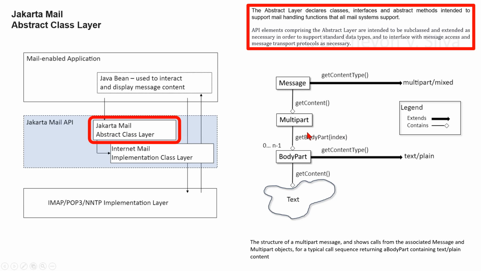This diagram illustrates the structure of a multipart message and shows calls from associated message and multipart objects for a typical call sequence, returning a body part containing text plain content. In this figure, the content type attribute of the message object indicates that it holds multipart content. Use the getContent method to obtain the multipart object.